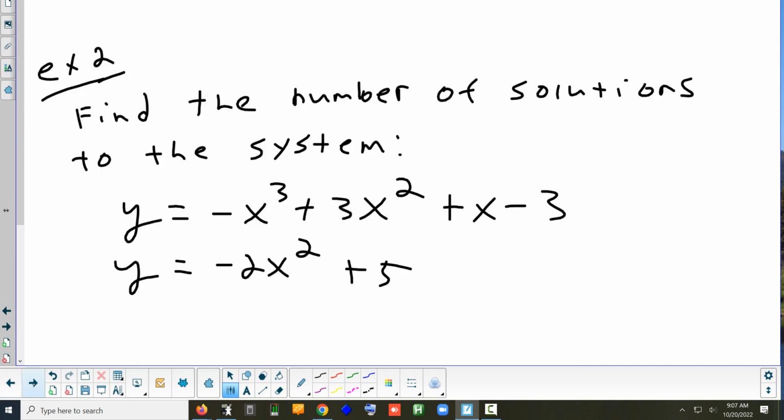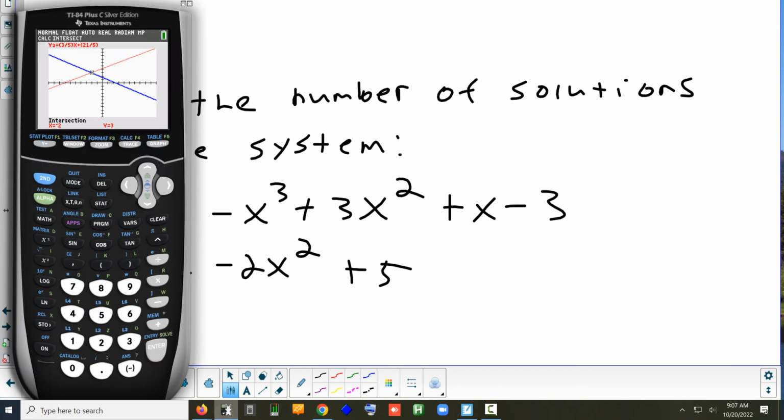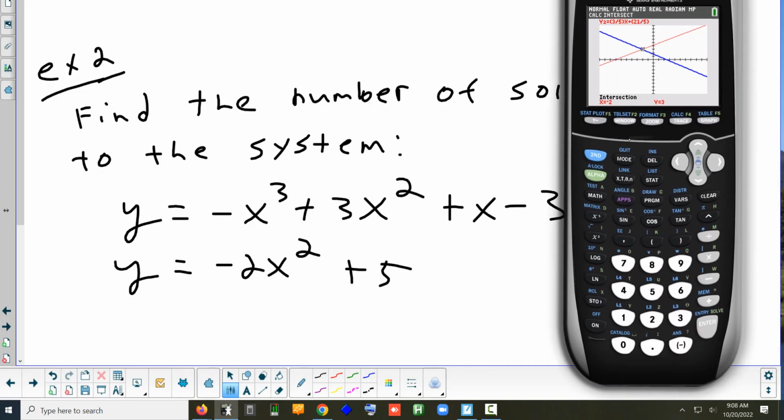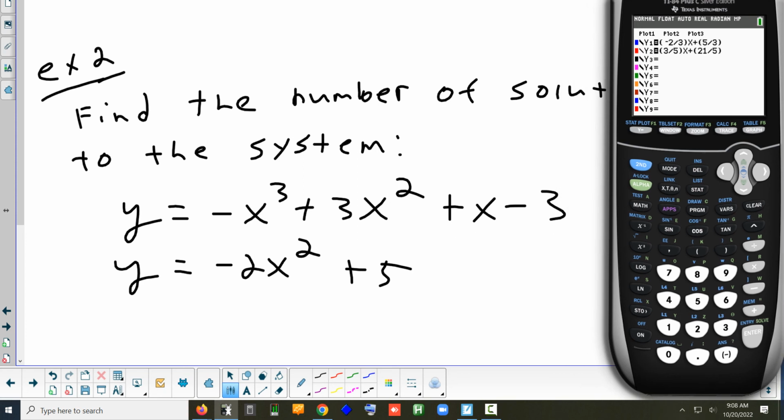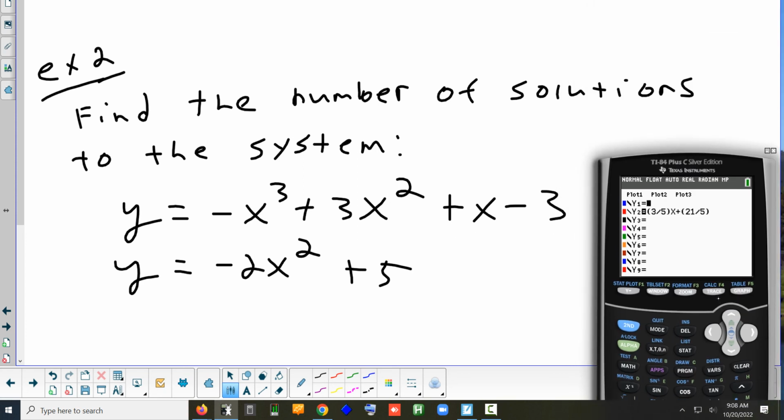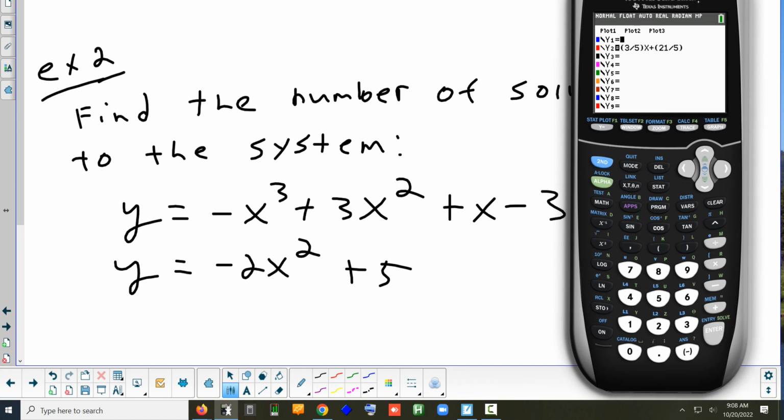Okay. Let's try one more, and then that'll be it for this section. Okay, in this one, are they asking for the solution? No, what are they asking for here? The number of solutions. They don't want to know what they are. They want to know how many there are. So just make sure you read it carefully, because finding how many there are is a lot faster than finding what they are.